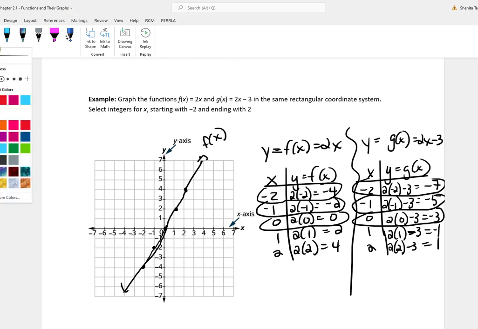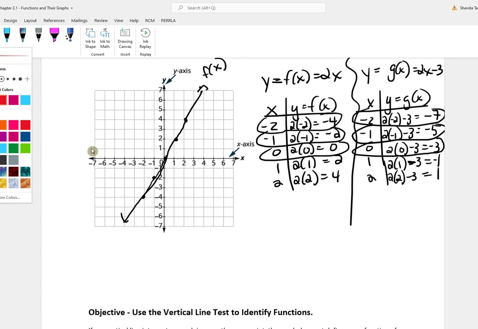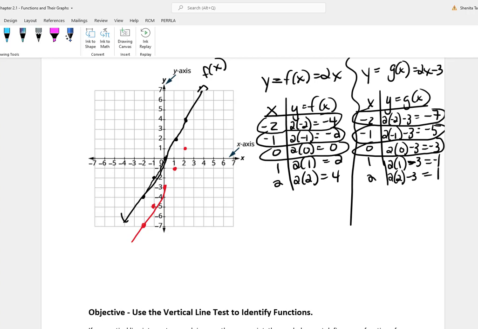Now let's go ahead and draw g of x. I'll do that in a different color. We're going to plot negative 2, negative 7. So we go across negative 2 down to negative 7. Then we have negative 1, negative 5. Then 0, negative 3. Then 1, negative 1. And 2, 1. We'll go ahead and draw the graph. Like I said, I really can't draw very well on here, but it's supposed to be a straight line. And this is the graph of g of x.